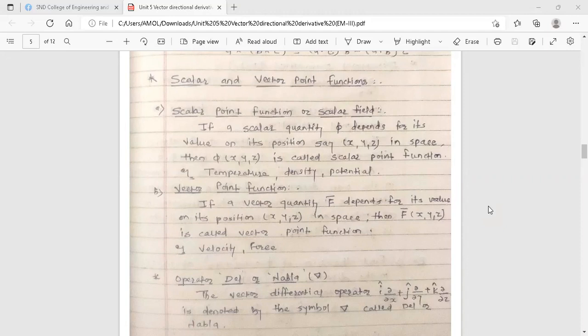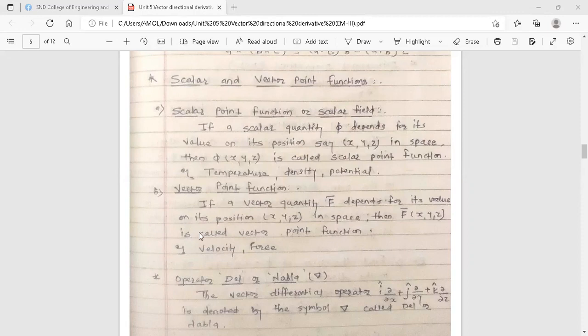See the concept. Scalar point function, also called scalar field. If a scalar quantity phi depends for its value on its position, say x, y, z in space, then phi of x, y, z is called a scalar point function. The examples are temperature, density, potential, etc. If a scalar quantity phi depends for its value on its position in space, then that phi of x, y, z is called a scalar point function.